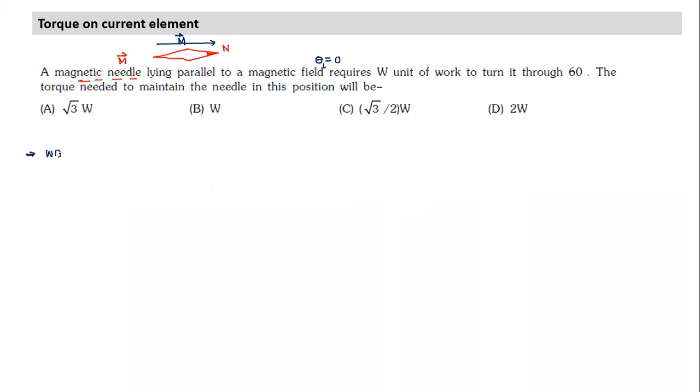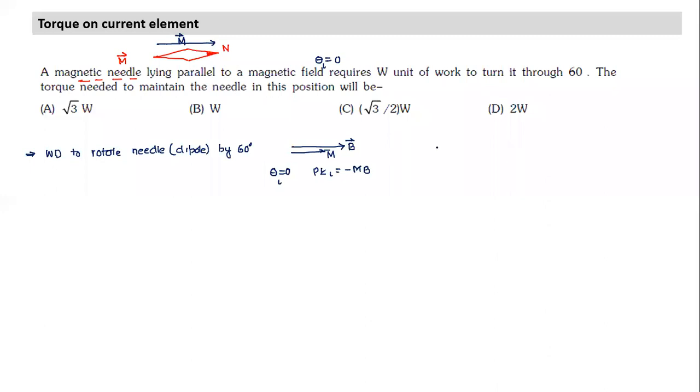What is the work done to rotate? What are we rotating? The needle. What is a needle? It's a dipole, rotated by 60 degree. So if we visualize the initial state, this is the B vector, and initially the M vector is also like this. Theta is equal to 0 degree initially. In this case, PE initial is equal to minus MB.